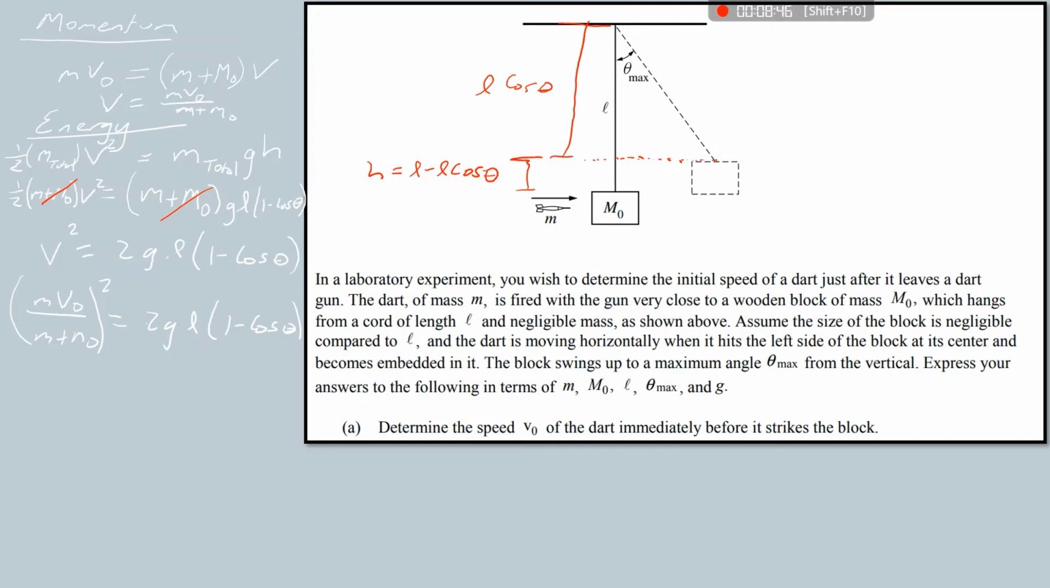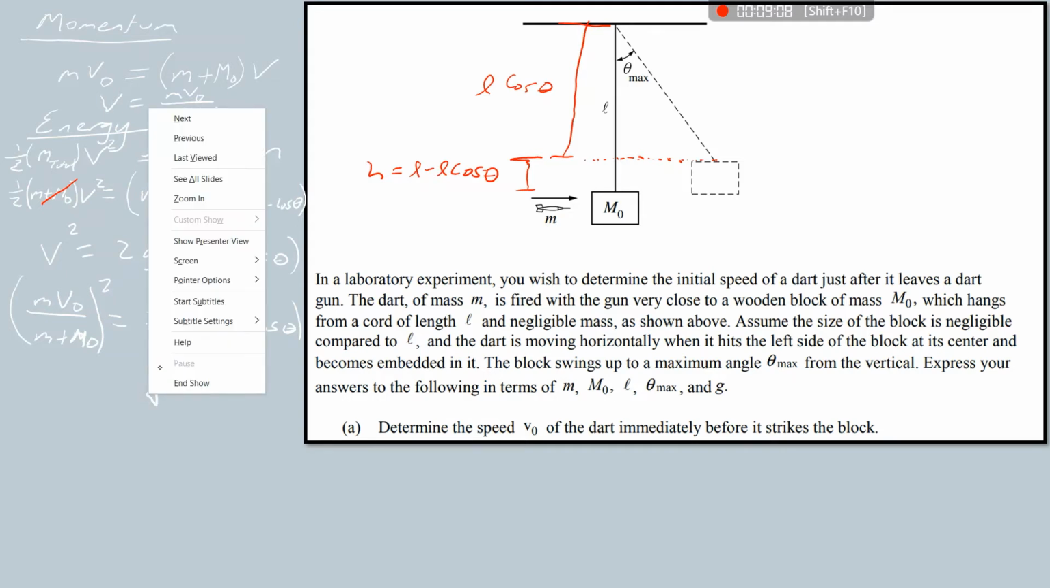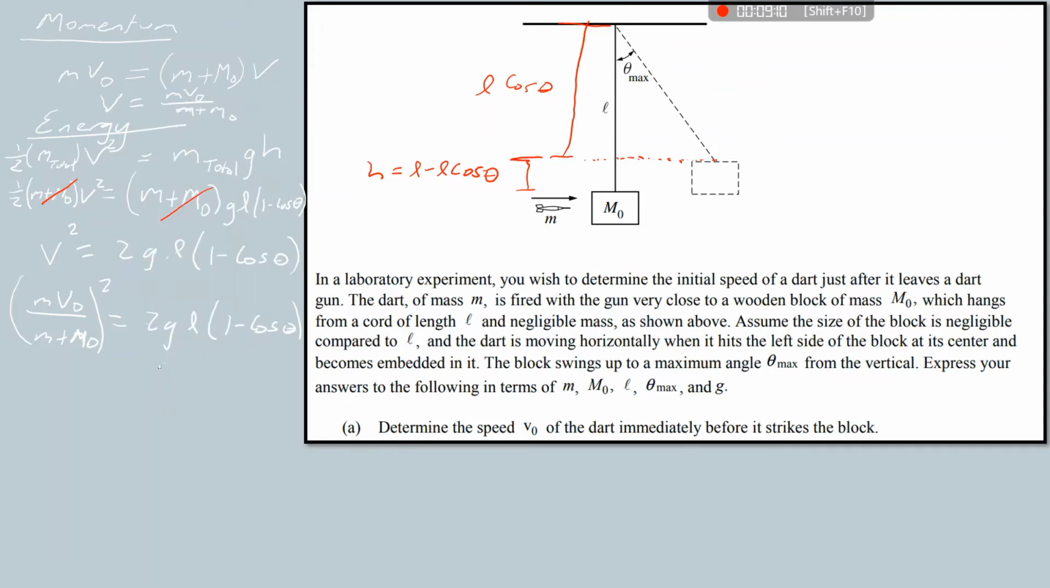We're finding V initial. Right. So we simplified this, but it looks complicated. What do you think my first step would be to simplify? We square root both sides. Perfect. So you're right, we're going to take the square root of both sides. So root 2GL times 1 minus cosine theta is equal to M V initial over M plus M0.